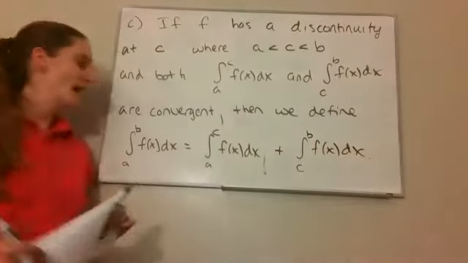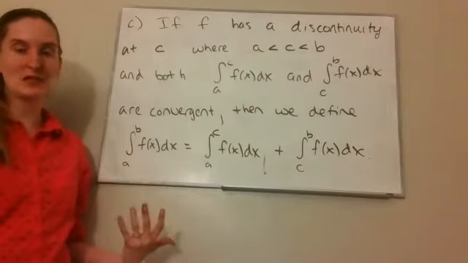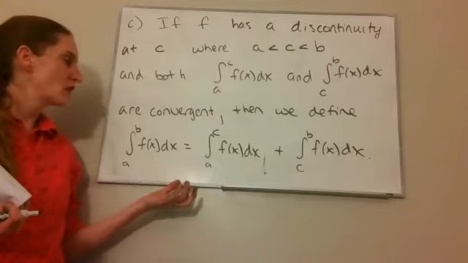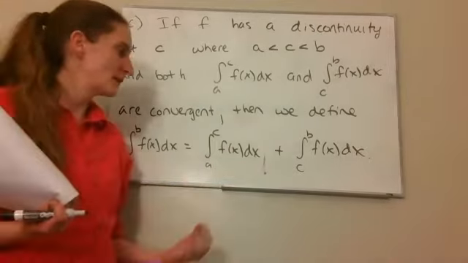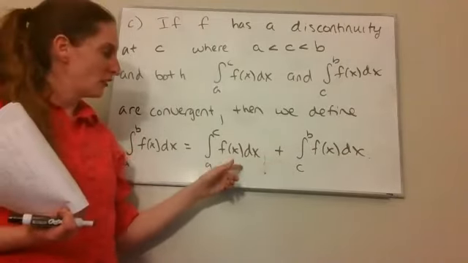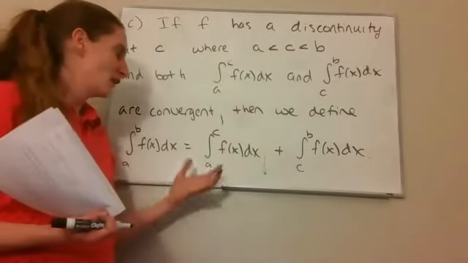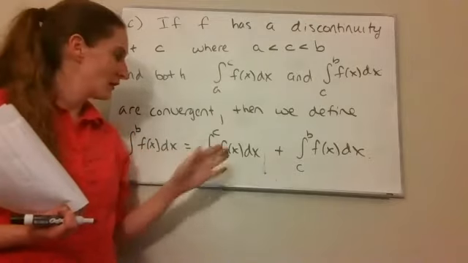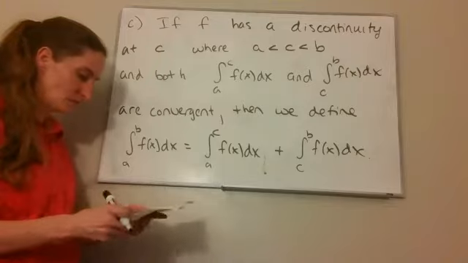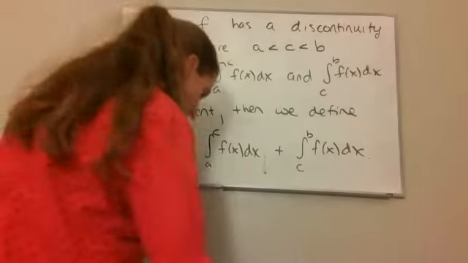So what this is saying is if you have an issue somewhere in your interval, so you have a vertical asymptote in the middle of the interval that you want to integrate, well, then you should split it up into two improper integrals at the point that's causing problems. Calculate each of these using the definitions we showed in A and B, and if they both exist as a finite number, then you can add the results to get the original answer. So I have a couple examples of this.